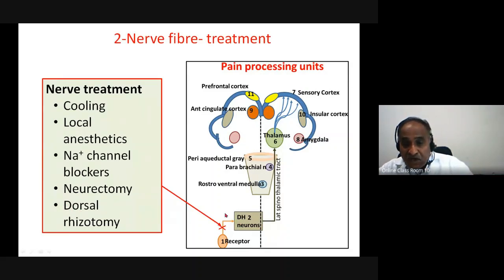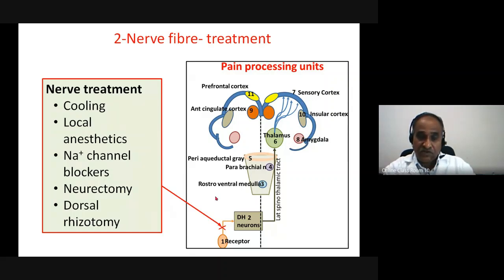Then you do the dorsal rhizotomy. What is the dorsal rhizotomy? That means dorsal root sectioning. Dorsal root you cut, where the entry of the impulses into the spinal cord is prevented. So this is about the nerve fiber treatment. I say cooling, local anesthetic, the nerve resection or sectioning, and the posterior root dissection.